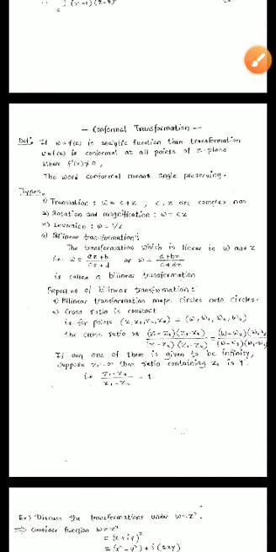Hello students, we are discussing complex analysis. In that, let us discuss the last topic, which is conformal mapping or conformal transformation.